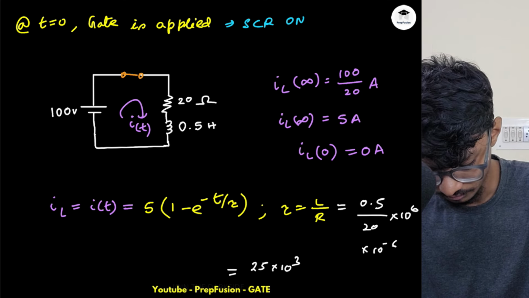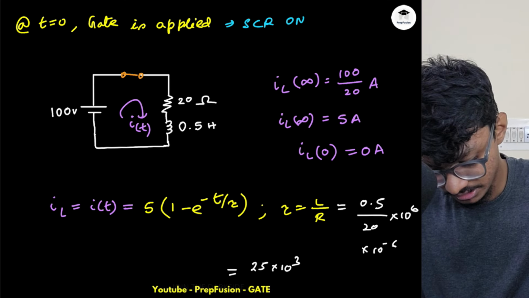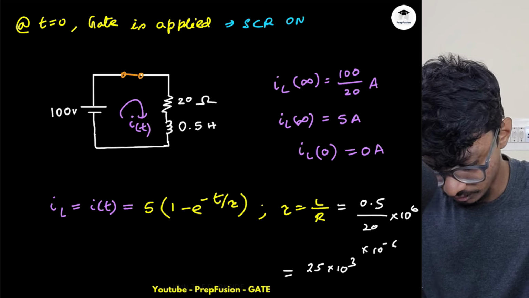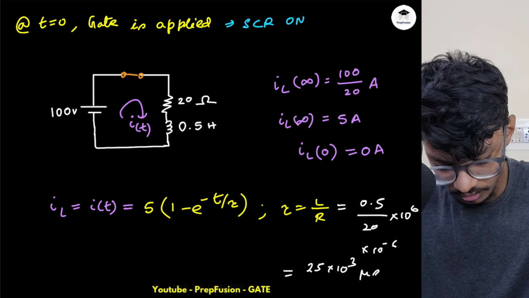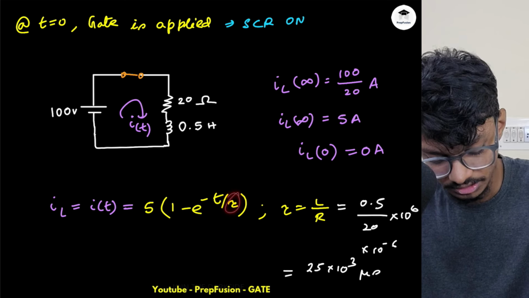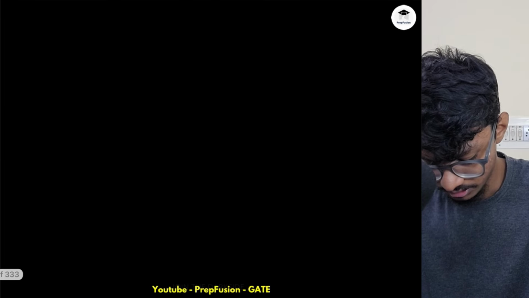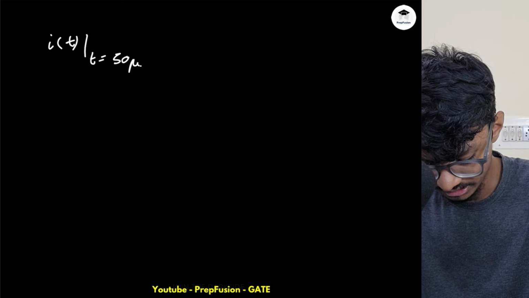25 × 10³. Okay, so this is my tau, in microseconds. This is in microseconds because I want to cancel. T is in microseconds, so at t equals 50 microseconds, tau is in micro, so micro will get cancelled. That's why I'm doing all this manipulation. So I of t at t equals 50 microseconds, what is happening?